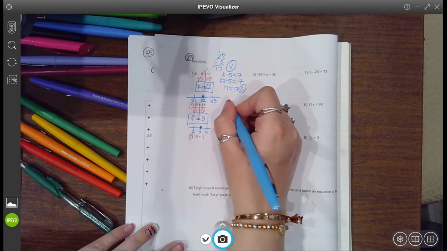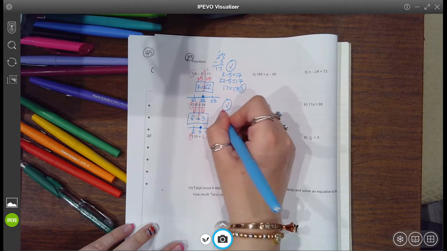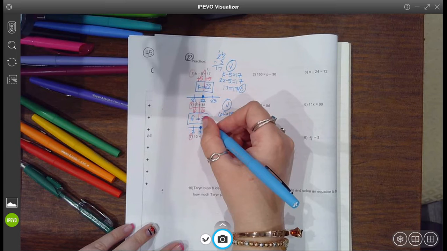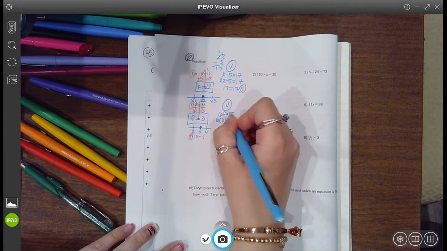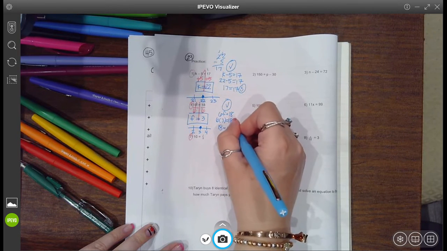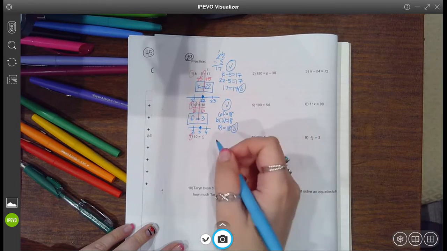And then to check yourself, you would rewrite the original equation, substitute in what you think f is. You think f is 3, and see if it makes a true statement. 6 times 3 is 18. Bring down equals 18. And yes, it is a true statement. So you know with confidence that 3 was the right answer.